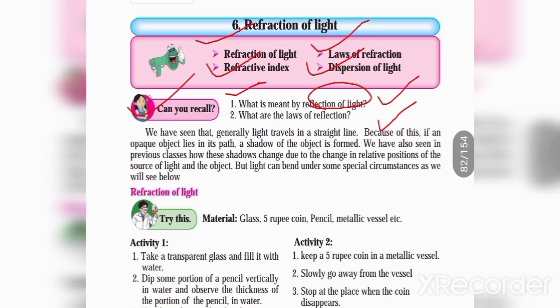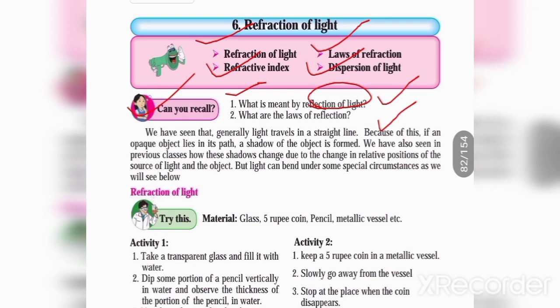Everyone knows that it is the return of light from a surface. What is meant by reflection of light? There is another definition of reflection of light: when a ray of light approaches a smooth polished surface and the light ray bounces back, it is called the reflection of light.